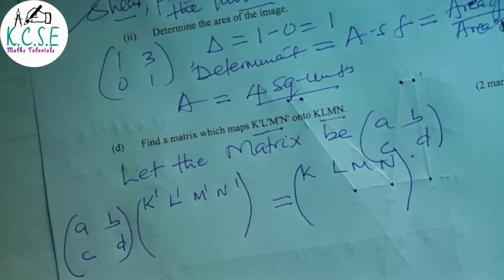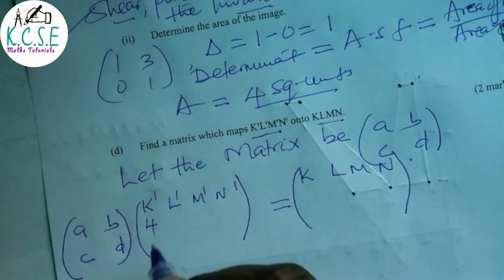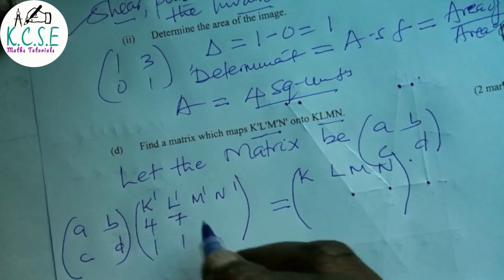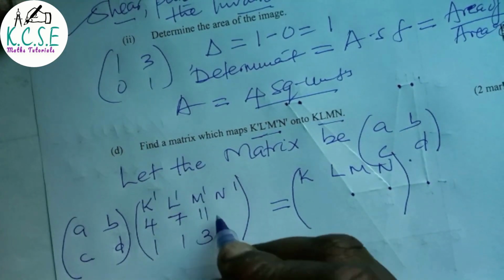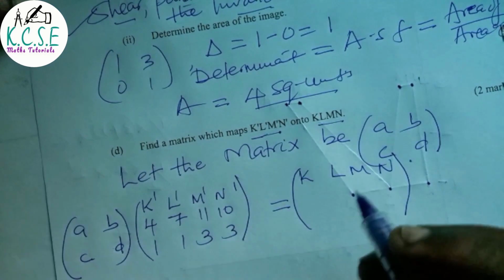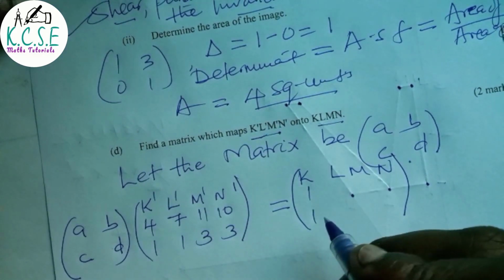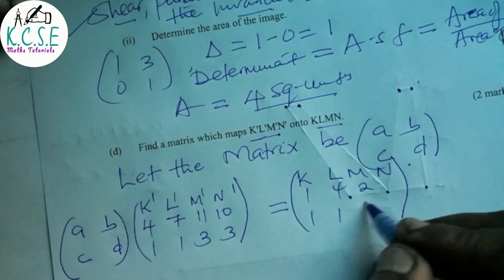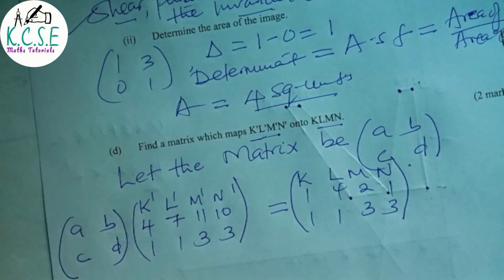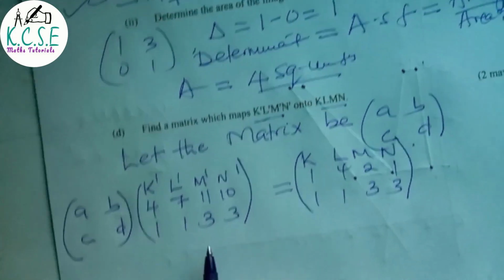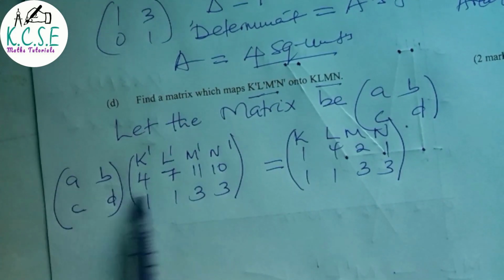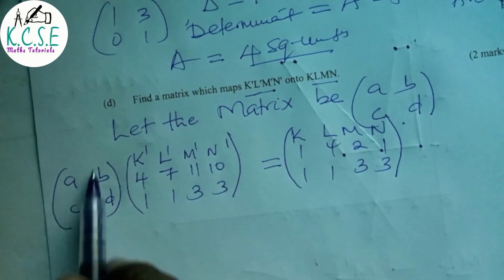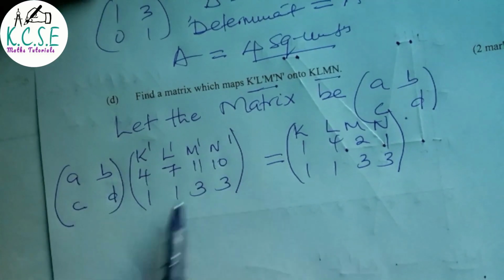So we have this: 4, 4, 1, 7, 1, 11, 3, then 10, 3, then 1, 1. This was 4, 1, 2, 3, 1, 3. So you just need to work out this. So this is the matrix. You pre-multiply it with the image to take you back to the object. So this is what you're looking for. You know how to multiply these. You don't need to do all these.